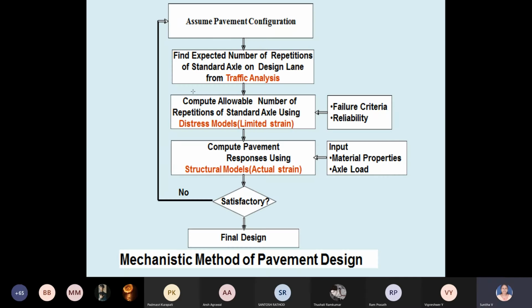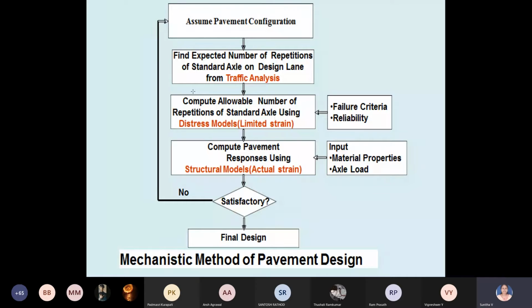So in the mechanistic method of pavement design, its general concept is that you have to assume a pavement configuration. Configuration means you have to assume, for example, the thickness of the subbase. It's not a direct formula where you equate something and get the total thickness of the pavement. You have to assume some thickness and check whether the thickness you have assumed is safe with respect to the load. That's the basic principle.